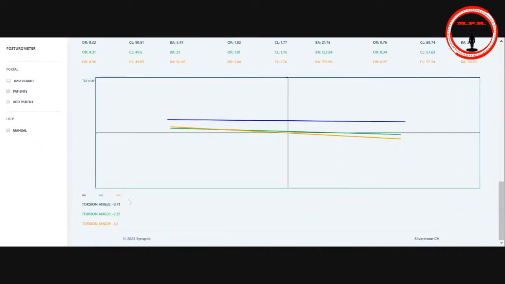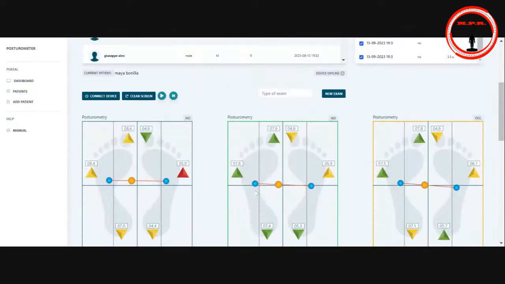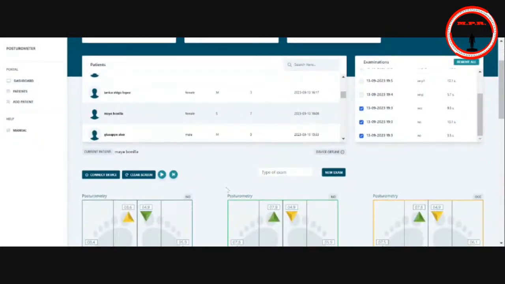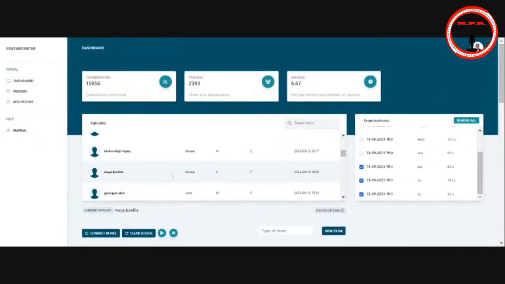We can study the torsion, the angle of torsion. What is the worst torsion? We can study this and we can make a diagnosis. We can see our treatments. And also, that is a recorder. No, this is my database. It's a lot of patients there.